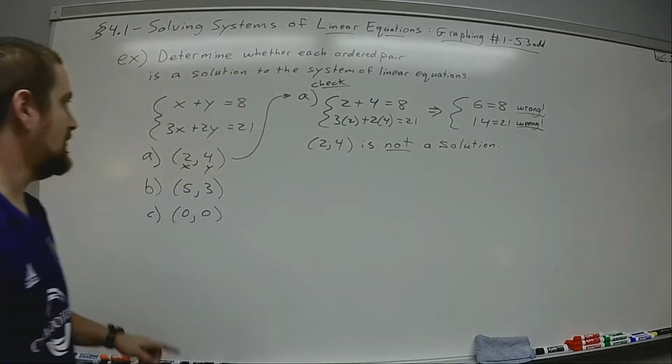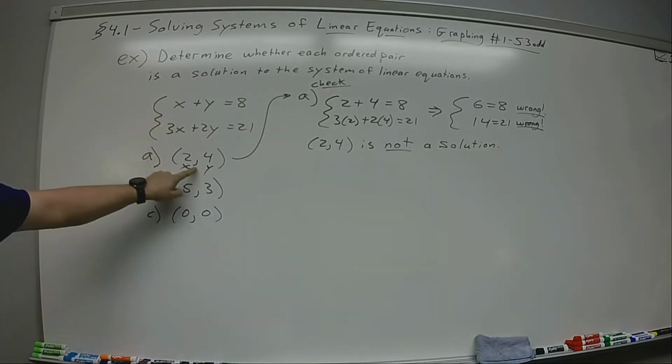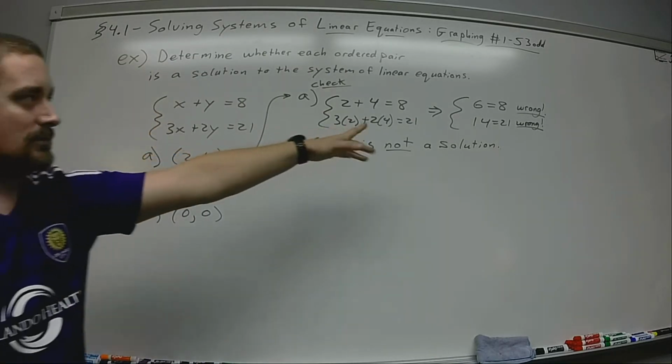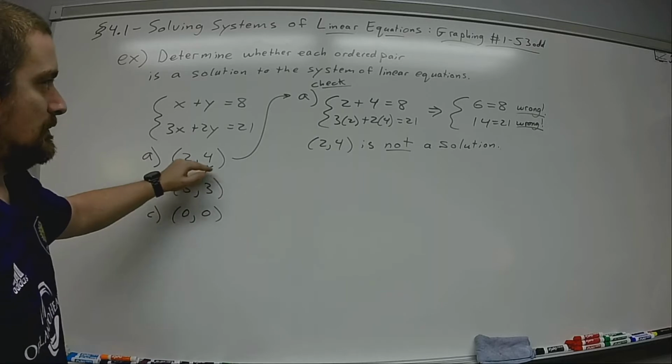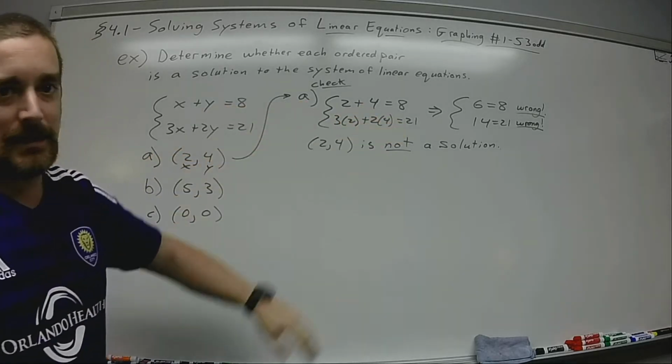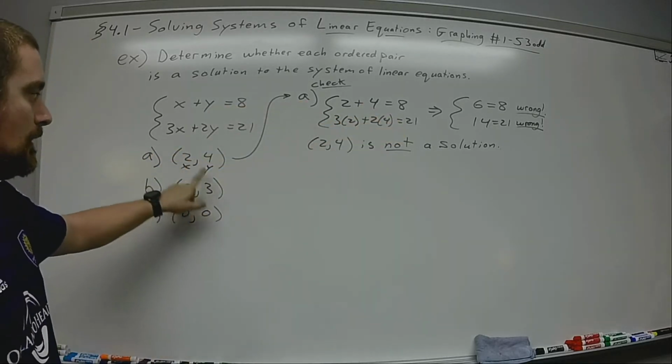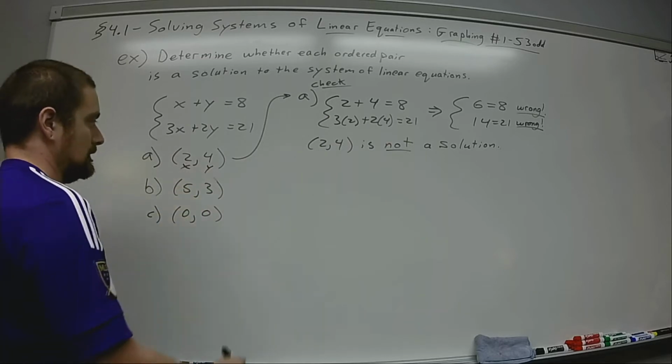What that means is that if I graph either of these lines, that point is not on either of those lines. There's no way, right? Because I'm getting a false statement. This point needs to be on that line to maintain equality. And I'm not maintaining equality, so this point is not on the line. It's not a solution.